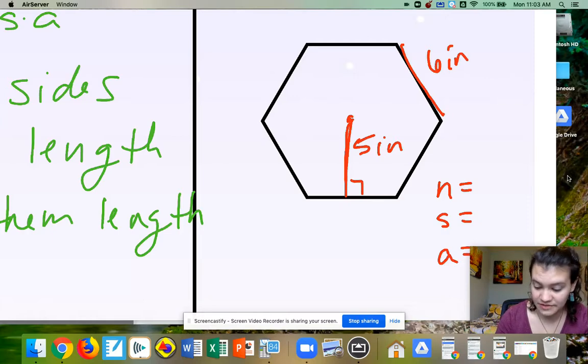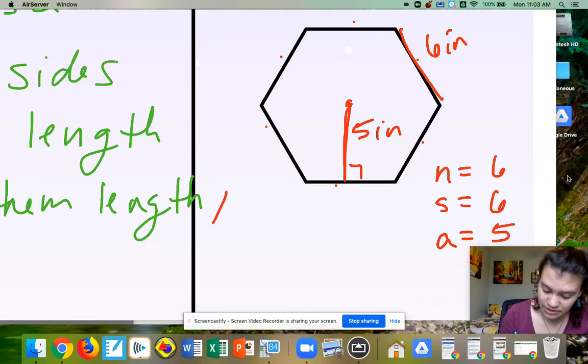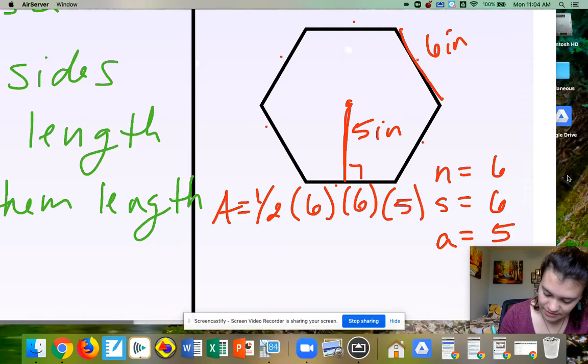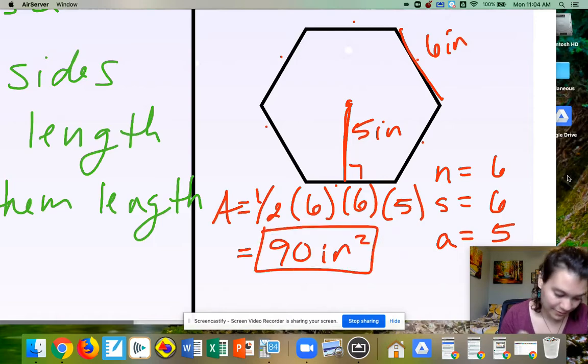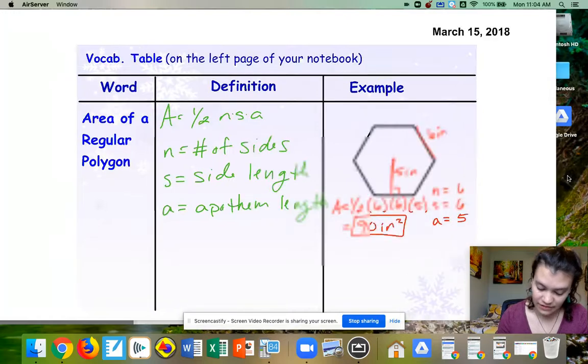N is the number of sides. So if you count, we have 1, 2, 3, 4, 5, 6 sides. So N is 6. The side length is also 6, and our apothem is 5, and then you're just plugging it into the formula. So you want 1/2 times 6 times 6 times 5. You can put this into a calculator and you'll get 90 inches squared. Or calculate by hand, I guess, if you really wanted to. So that's the definition of the area of a polygon.